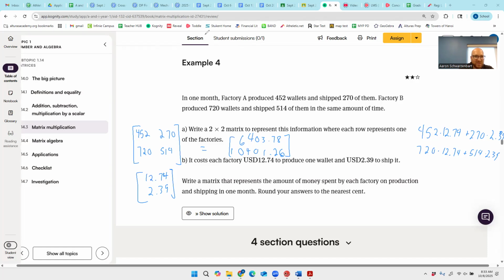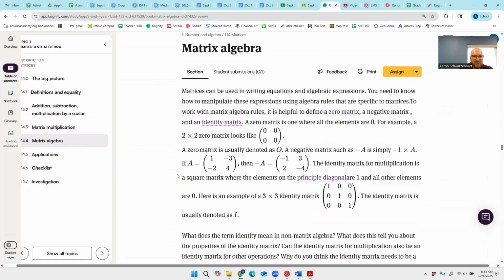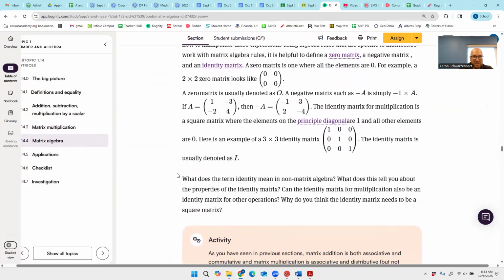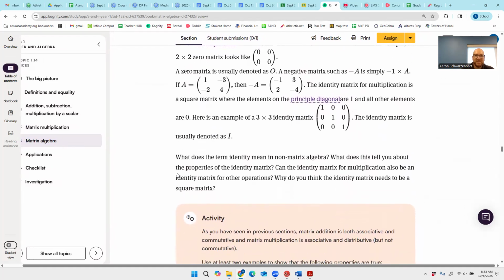Okay, now on to matrix algebra. Matrix algebra is where this starts to get a little bit harder. Matrix multiplication is just tedious and you have to be careful. You have the zero matrix, which is exactly what you would think it is, all zeros. The identity matrix looks like a 1 down the diagonal. The identity matrix is going to be capital I.